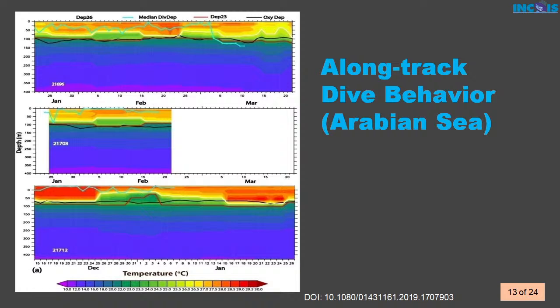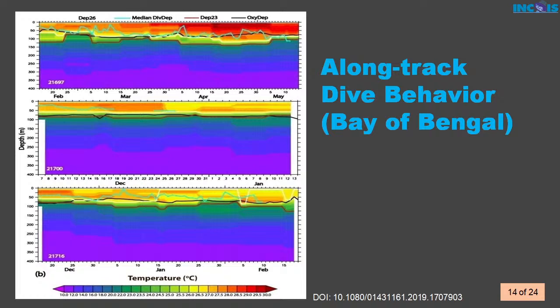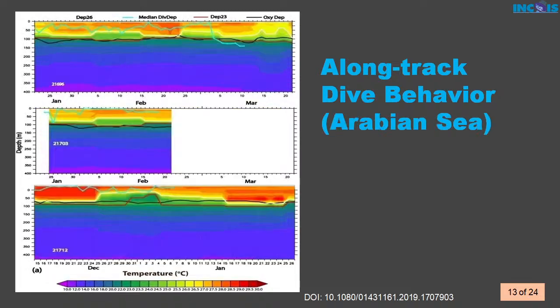And this is not only seen in the behavior of the fishes that were tagged in the Arabian Sea, but the same was there for the Bay of Bengal also. At best, fishes were at the oxycline depth where it was shallow, as you can see from the top panel. But the fish depth itself was never below the oxycline depth. So for the Arabian Sea, I'm going back one slide, the red line and black line are going hand in hand. And wherever they are going hand in hand, it says that the depth of the 23 degrees Celsius isotherm and the oxycline depth are almost the same.